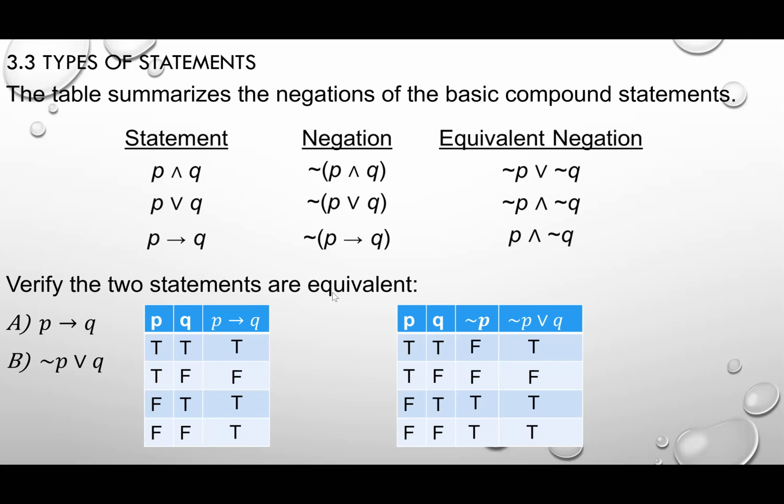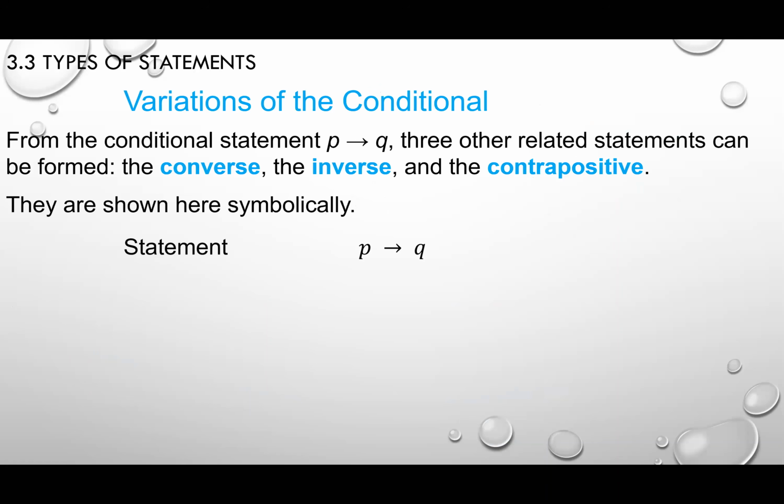So let's step away from the truth table a little bit. We'll come back to the truth table at the end of class, but let's take a look at the variations of your conditional statement, or the types of statements. I compile everything together.